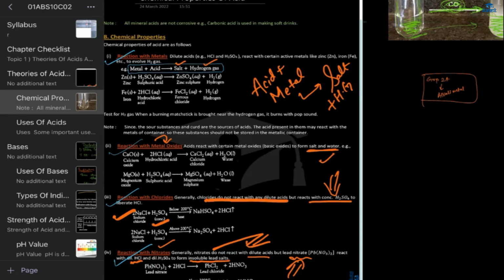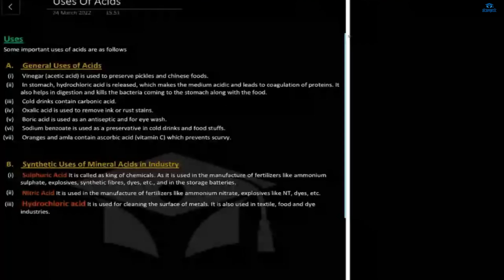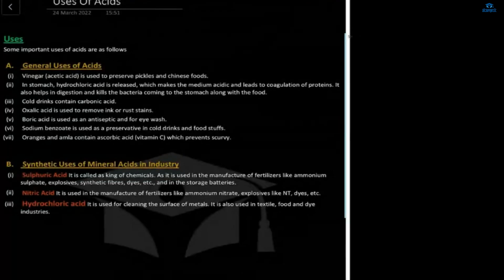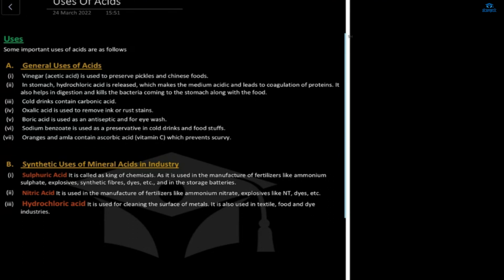First, let me go through the uses of acids. Can you tell me the uses of acids? Sometimes in our wash basin pipes things get stuck, so we use acid to clean the drainage. Acid is also used in our stomach, hydrochloric acid. In cold drinks there is carbonic acid. Oxalic acid, lots of foods contain acids, which help us in our day-to-day life.